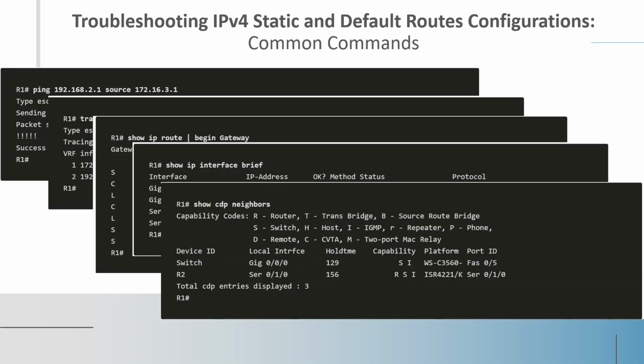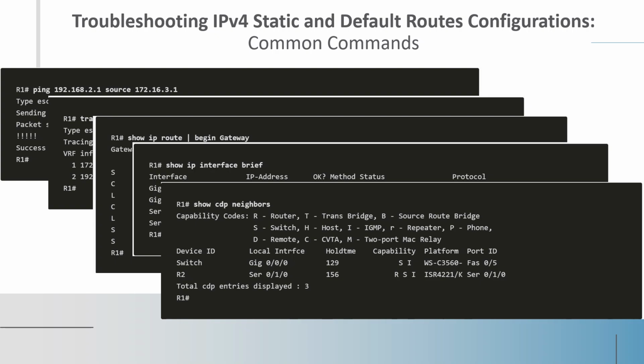Another command that we can use is show CDP neighbors, which provides a list of directly connected devices. This command validates layer 2 connectivity. For example, if a neighbor device is listed in the command output but it cannot be pinged, then the layer 3 address should be investigated.